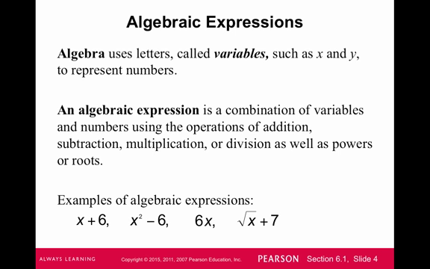So algebra uses letters called variables, such as x and y, to represent numbers that could go into a formula, say. An algebraic expression is a combination of variables and numbers using the operations of addition, subtraction, multiplication, and/or division, as well as powers and roots. So here are some examples of algebraic expressions. I would call this x plus 6. This is x squared minus 6. This is 6x. And this is the square root of x plus 7, or root x plus 7.